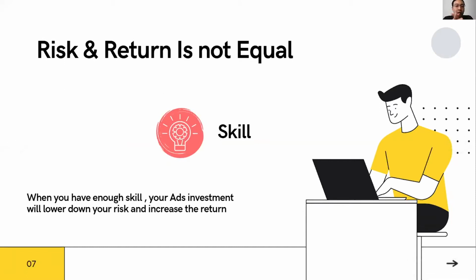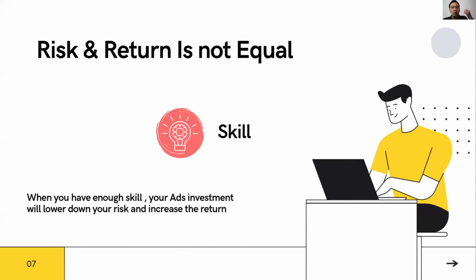The one is skill. The skill of marketing. When you do not have enough skill, you don't understand the marketing itself, and your ad investment will be high risk. If you have enough skill, your ad investment will lower your risk and increase the return. I myself treat every ad spend as an investment. When you treat all ad spend as an investment, you will be very careful, and you will learn a lot of skill to improve your knowledge of marketing, so that your ad investment is low risk and high return.